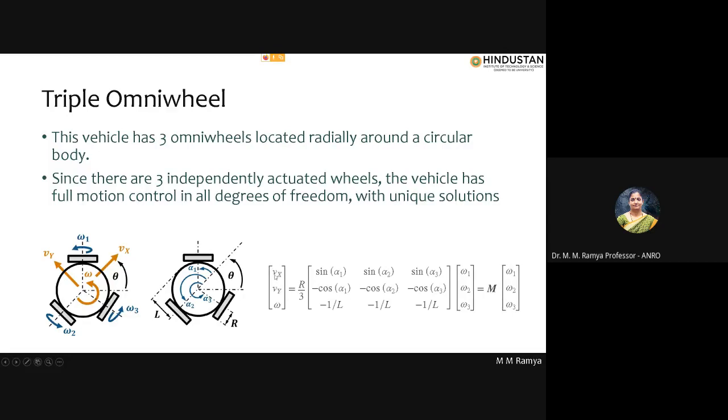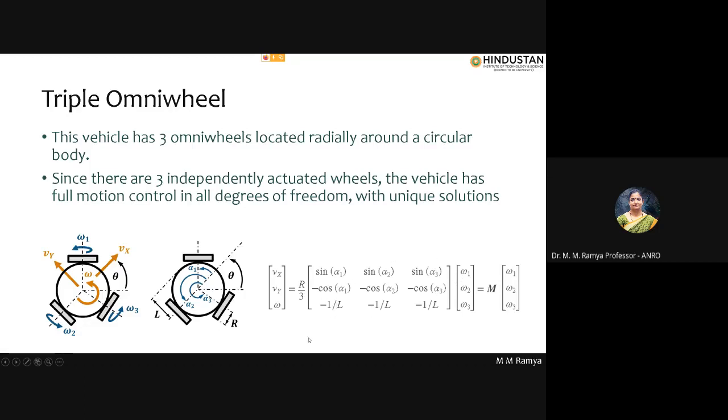You are trying to predict velocity along the x-axis, velocity along the y-axis. These are going to be my linear velocities, and omega is going to be my angular velocity. Now, how do you predict it? By taking the homogeneous transformation matrix.